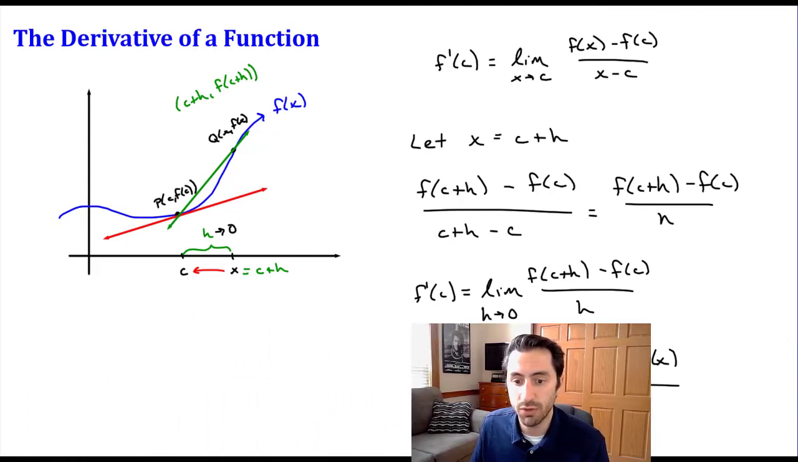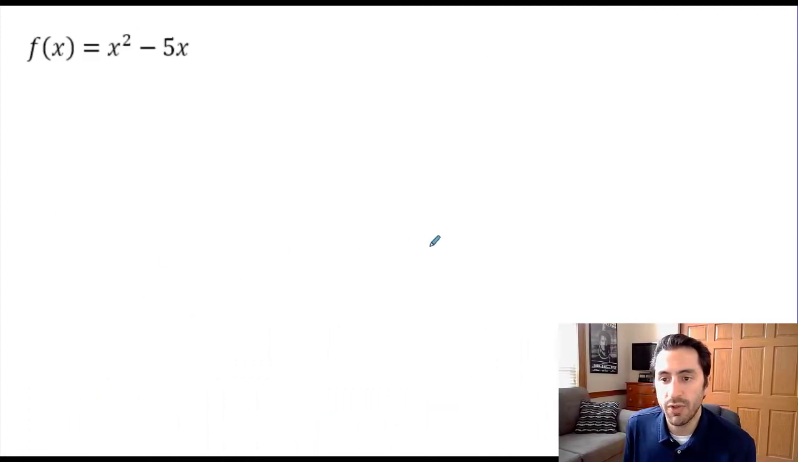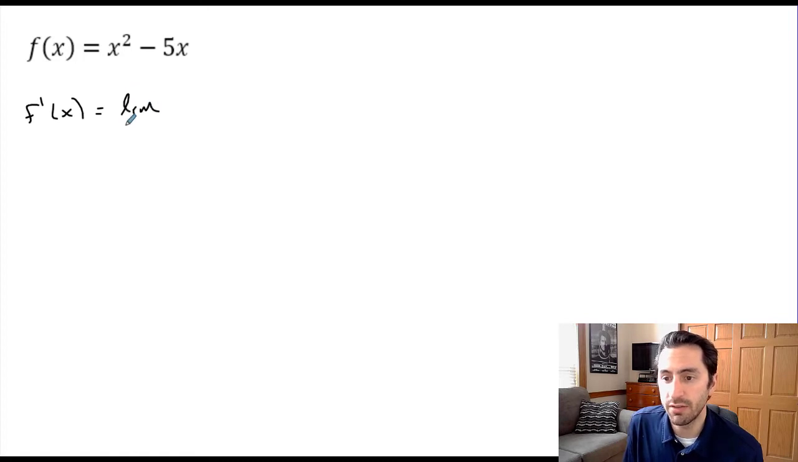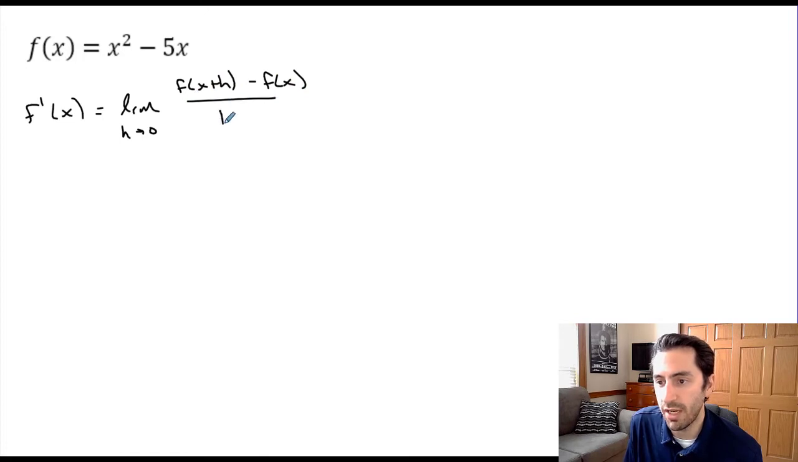Let's try this out. So here I have f of x is equal to x squared minus 5x, and I want to find the derivative, just in general. I want to find f prime of x. So what this is going to be equal to is the limit as h approaches 0 of f of x plus h minus f of x all over h.